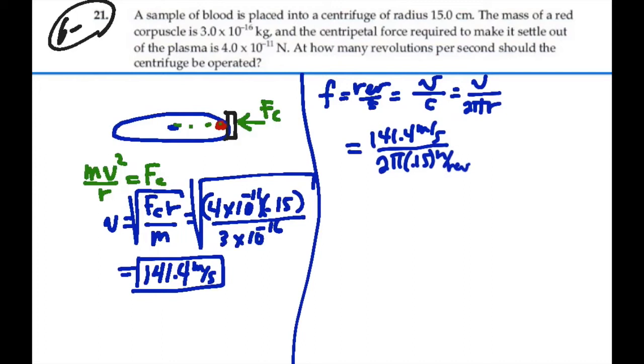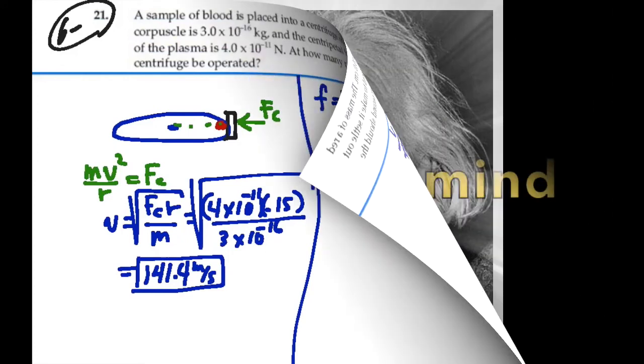So the meters cancel out, and this will give us revolutions per second. That is 150.0 revolutions per second. So that's how fast this centrifuge is going, 150 revolutions per second.